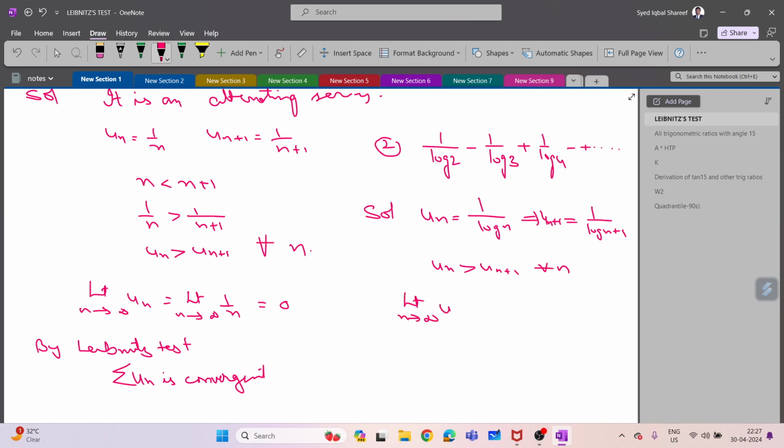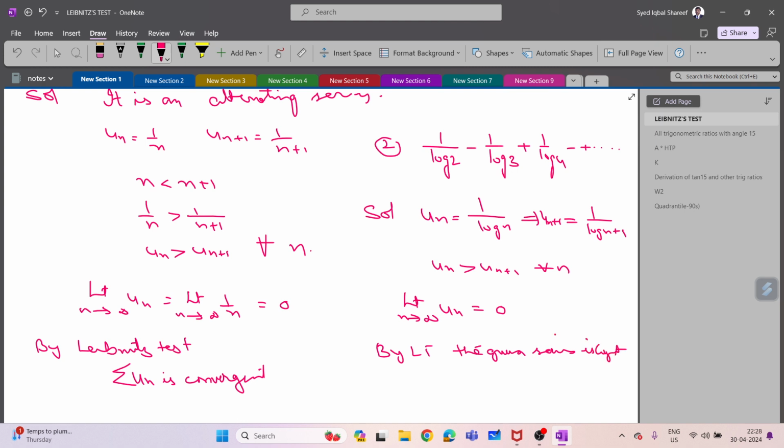The limit as n tends to infinity of un equals 1 by infinity. Log infinity is infinity, and 1 by infinity is 0. The rule says we should not write it like this, we just have to say it orally. So therefore, the limit as n tends to infinity of un equals 1 by log n, which is 0. Therefore, by Leibniz test, the given series is convergent.